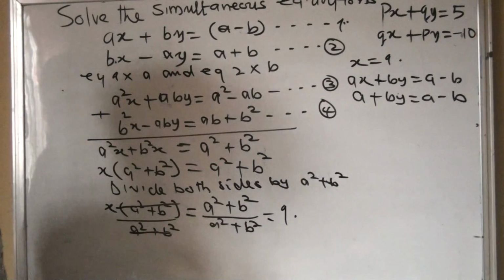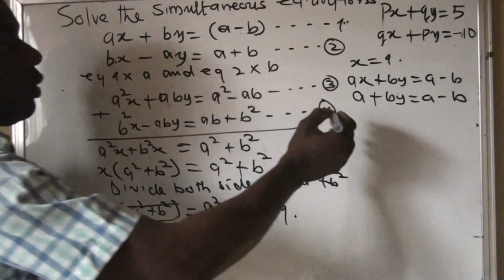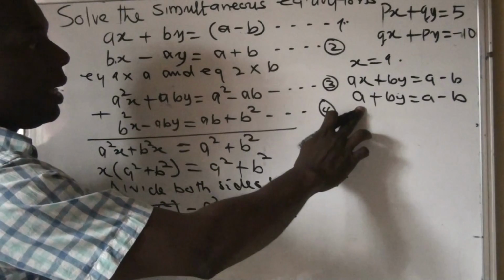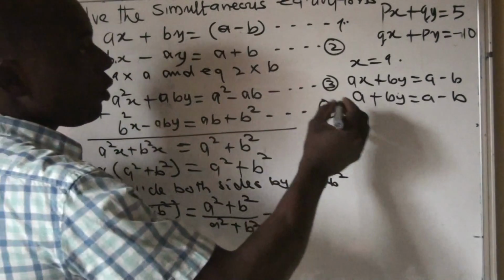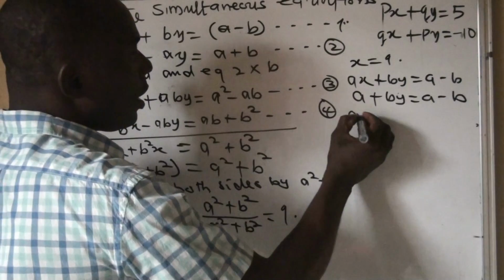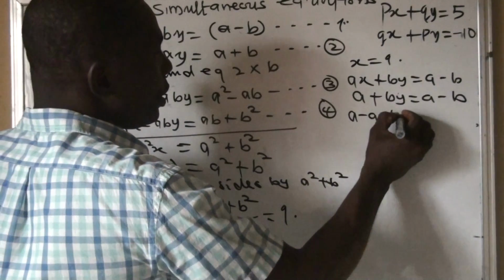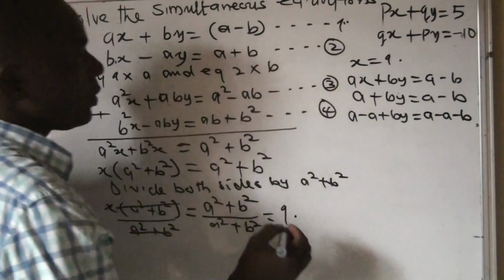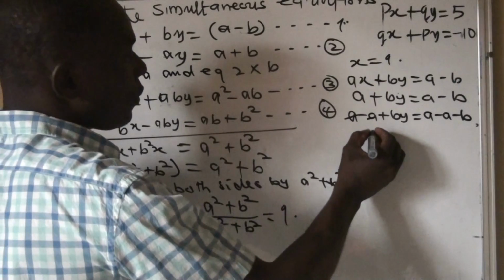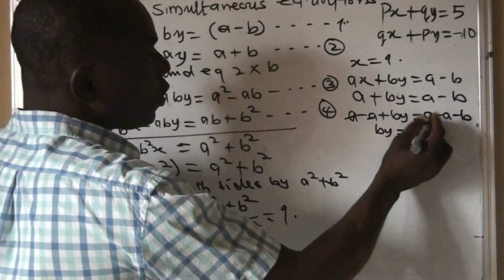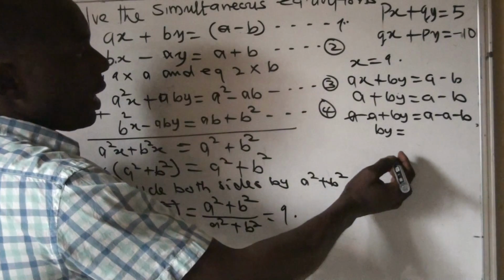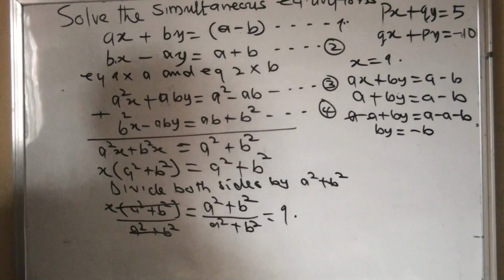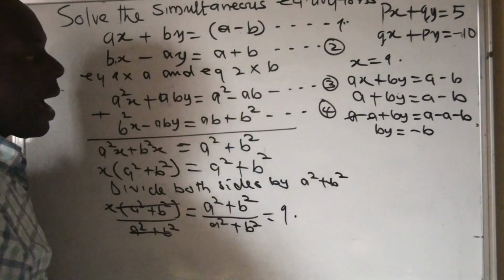So what we need to do, we collect like terms, or we can simply do that by adding the additive inverse of a. So the additive inverse of a is minus a to both sides. So here becomes a minus a plus by is equal to a minus b. So here a and a are off. We are left with by is equal to a minus a. They are off there. So we are left with what? Minus b.